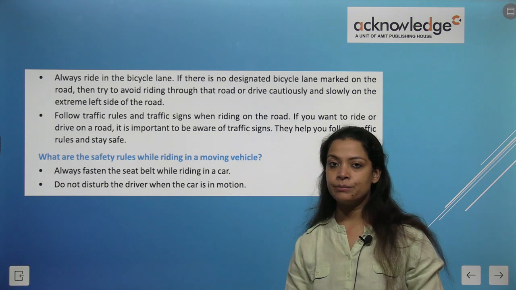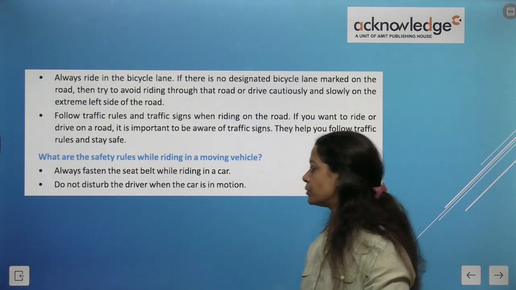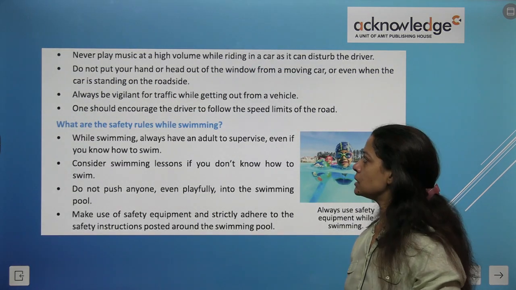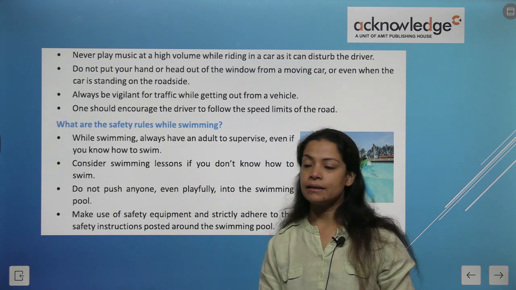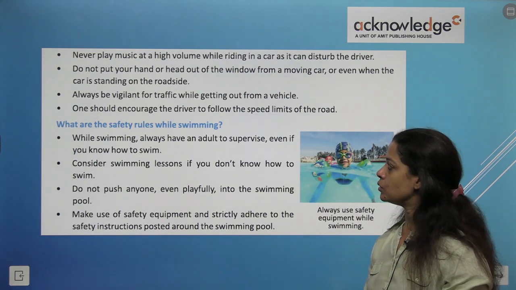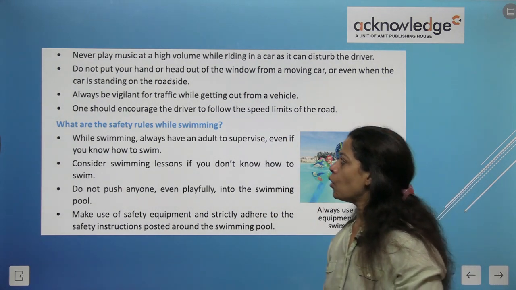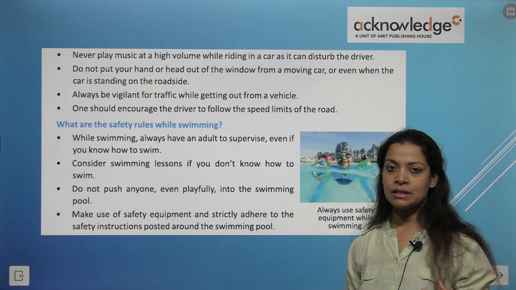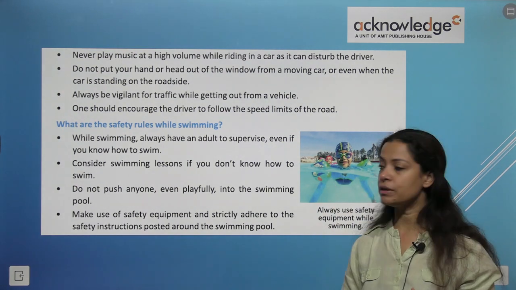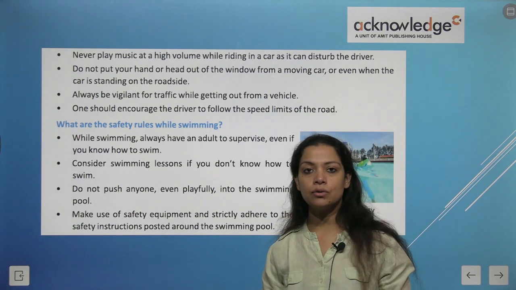Now what are the safety rules while riding in a moving vehicle? Always fasten the seat belt while riding in a car. Do not disturb the driver when the car is in motion. Never play music at high volume while riding in a car. Do not put your hand or head out of the window when the car is standing, parked somewhere, or moving. Always be vigilant for traffic, that is, be careful of traffic while getting out from a vehicle. One should encourage the driver to follow the speed limit of the road.